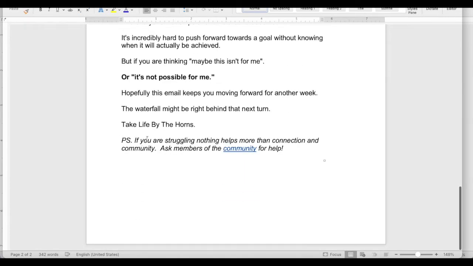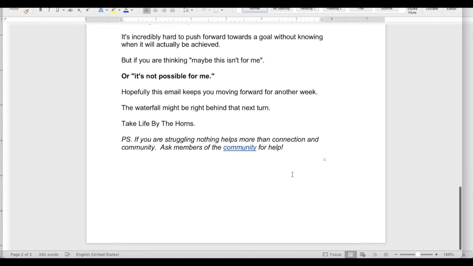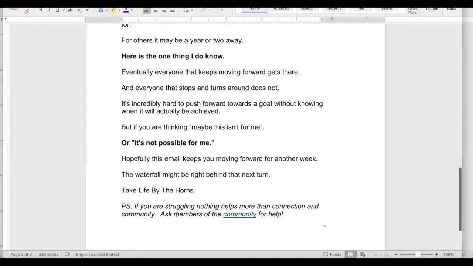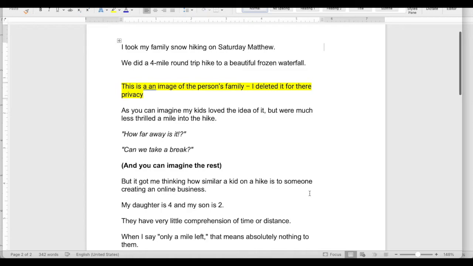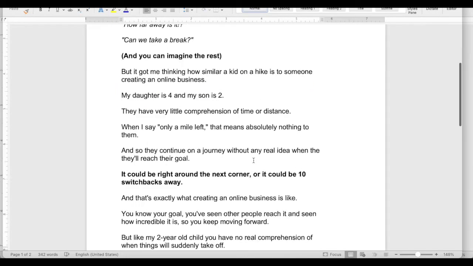And then he has a PS right here. "If you are struggling, nothing helps more than connection." He has a link here, and that's it. He has his name down here. I took it out for his privacy, but he has one link here. He has an image up here, and he has a very engaging email.